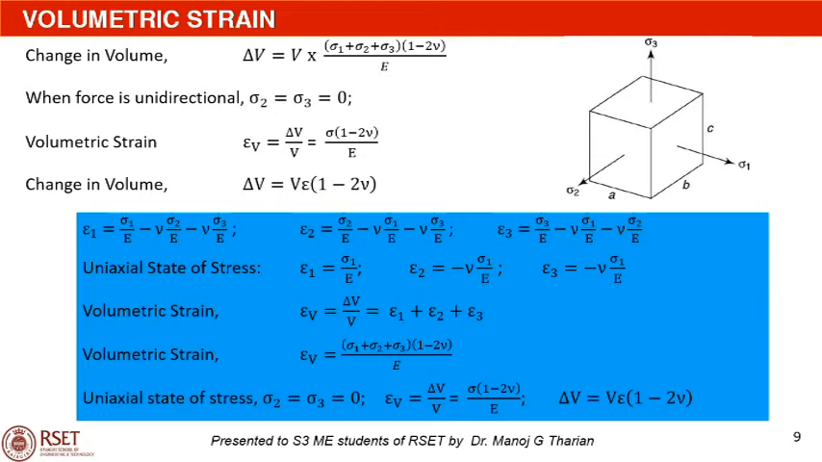From the expression for the volumetric strain, we will get the expression for the change in volume as delta V is equal to V into sigma 1 plus sigma 2 plus sigma 3 whole into 1 minus 2 nu divided by E.